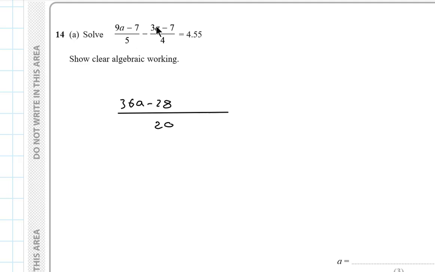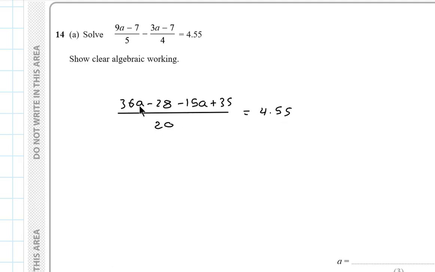And after that, negative 5 times 3a. Please don't forget the negative. Take care of the negative sign. Negative 5 times 3a, negative 15a. And then negative 5 times negative 7 will be plus 35, equals 4.55.